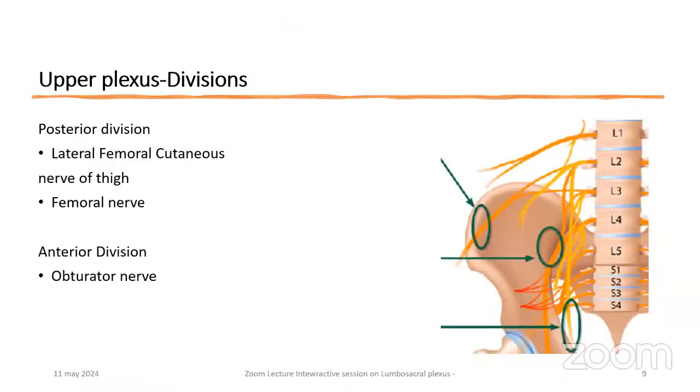So upper plexus L2, 3, that is posterior division, lateral femoral cutaneous nerve of thigh, which causes meralgia paresthetica, and the femoral nerve, which supplies the iliopsoas muscle, sartorius, and ends as the saphenous nerve. And the anterior division will give rise to obturator nerve. So these are the main nerves that are coming from the upper plexus.